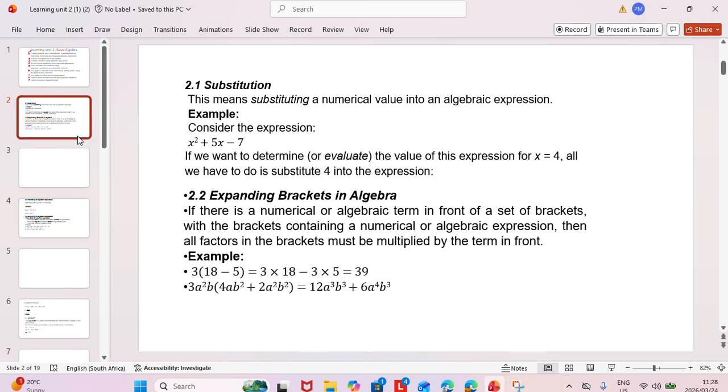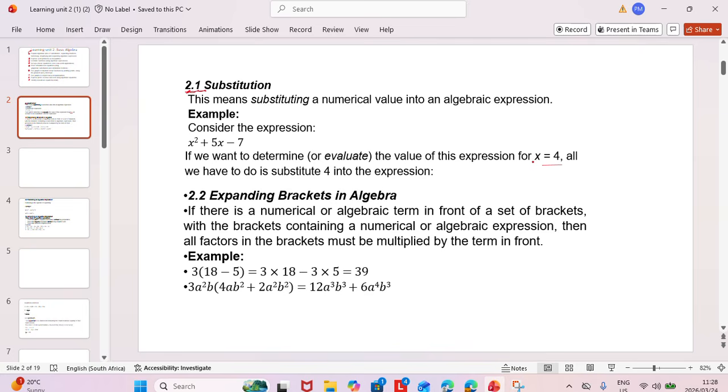Here's learning outcome number 1, guys, the substitution. So with substitution now, guys, it means you are trying to find the numerical value of the algebraic expression. For example, if you are given the following algebraic expression where you are given x squared plus 5x minus 7. So if you want to evaluate the value of this expression where you are given that x is equals to 4, all we have to do is to substitute 4 into the algebraic expression.